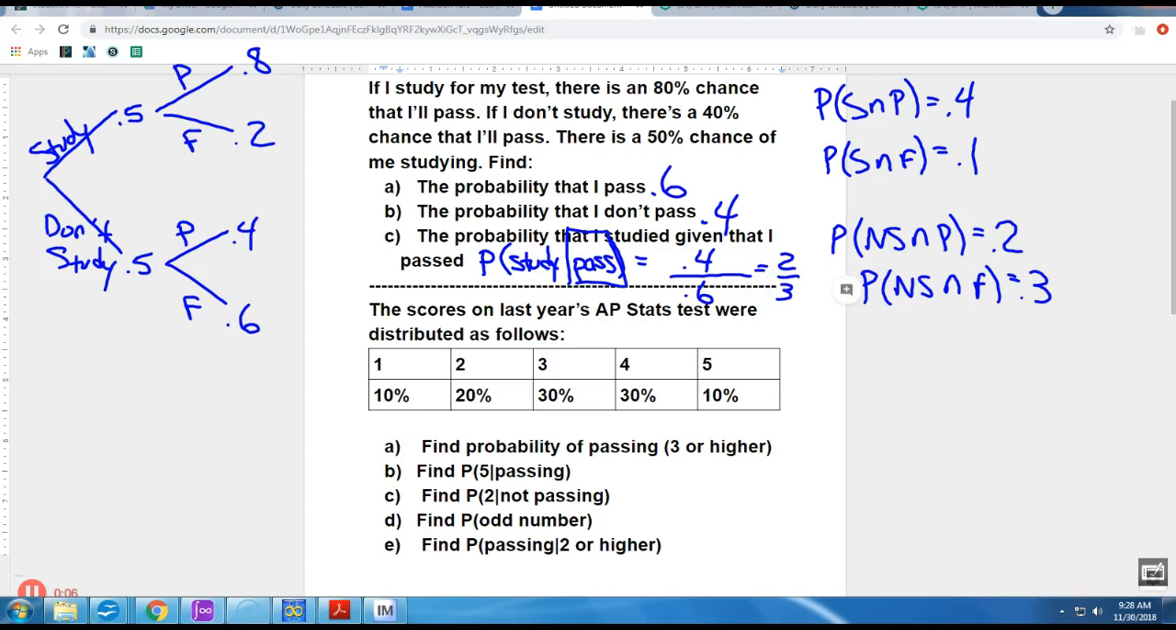So for part C here, study, given, and pass. You just look at the ones where you passed, which would be these two. So your total is 0.6, and then success is when you did study, so the 0.4 goes on top. So you could leave it like this. You could say 2/3, you could say 0.67, you could say 0.6 repeating. All those are fine. But I'm going to accept that answer in whatever form.